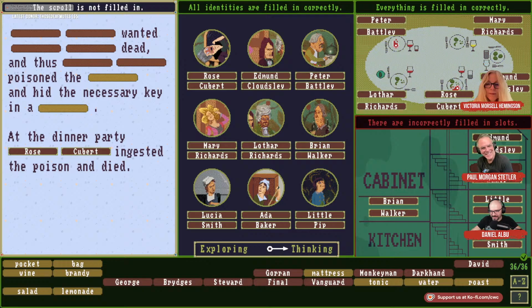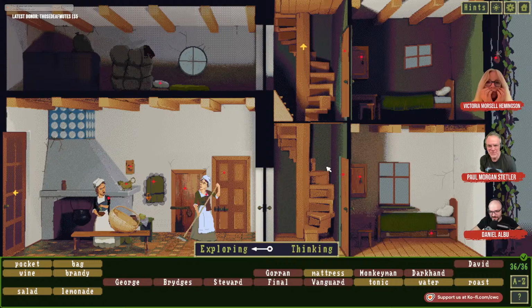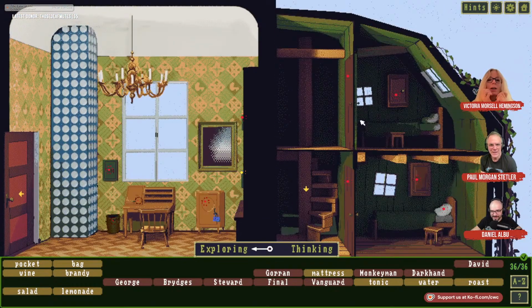I think this is right. Oh, no. Yeah, do that. Move Ada and Brian. Oh, come on. Can we look at the rooms again real quick? What are the odds of us sucking? Pretty good odds.